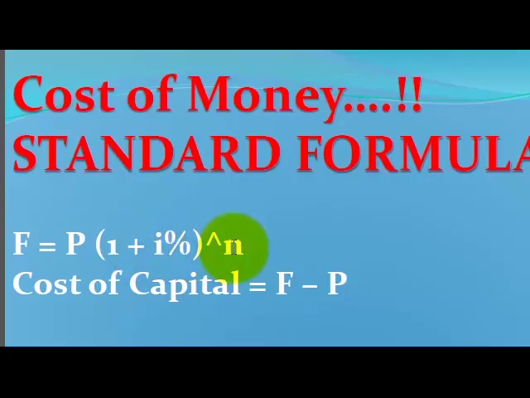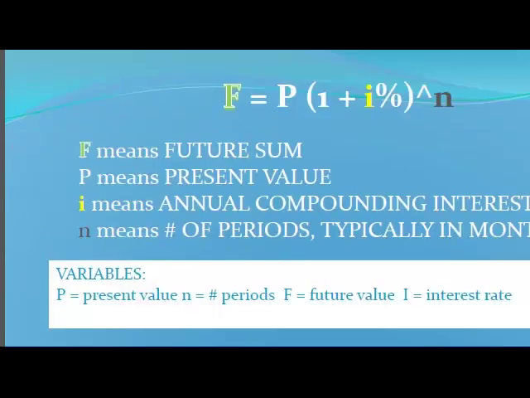So again, F stands for future value, P stands for present value, I stands for the interest percentage, and N equals the number of periods. Now those periods can be either in terms of months or years. It's very important to look at the problem statement to determine exactly what the unit is. So on the screen you see the definition. F equals future value, P equals present value, I is the annual compounding interest rate, and N represents the total number of periods.